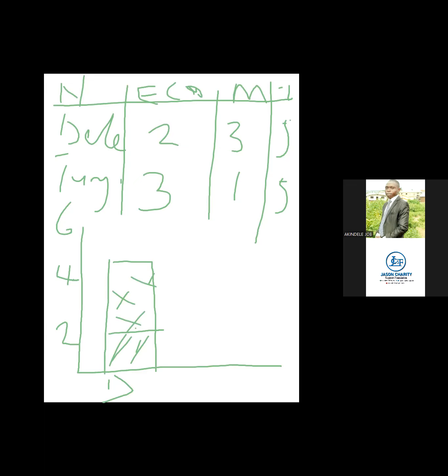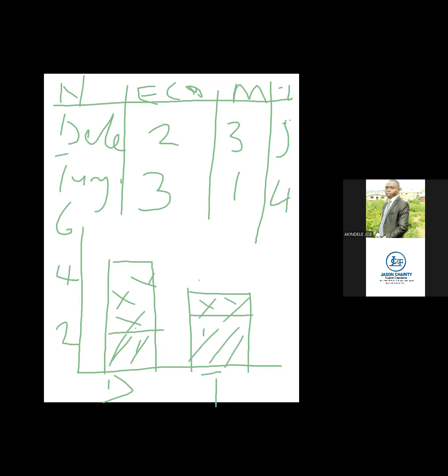Now, we want to draw for Tunji. Tunji has 4. So now Tunji has a total of 4. Now, the first one, economics, represents 3, while the second one represents 1. So you have this, and also do this. That is a component bar chart.